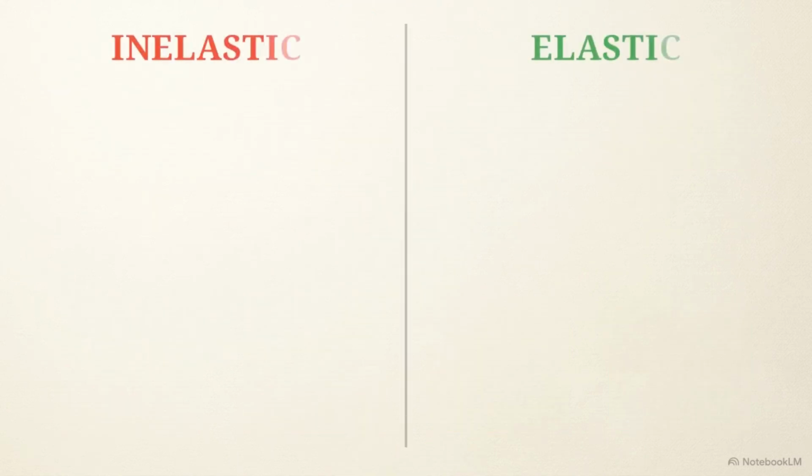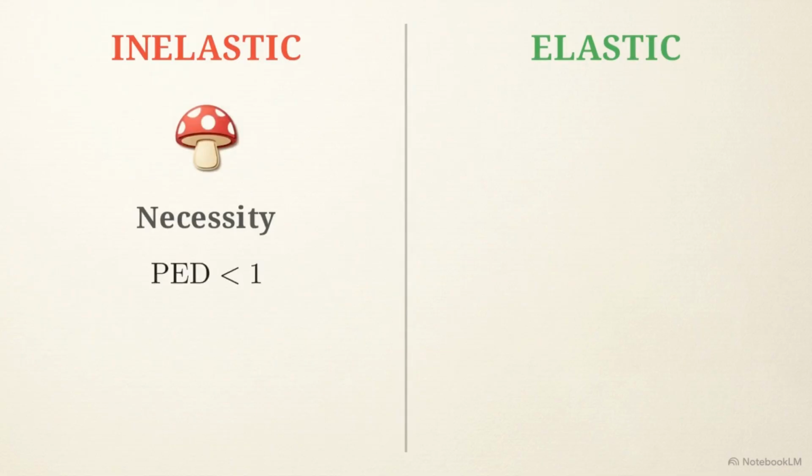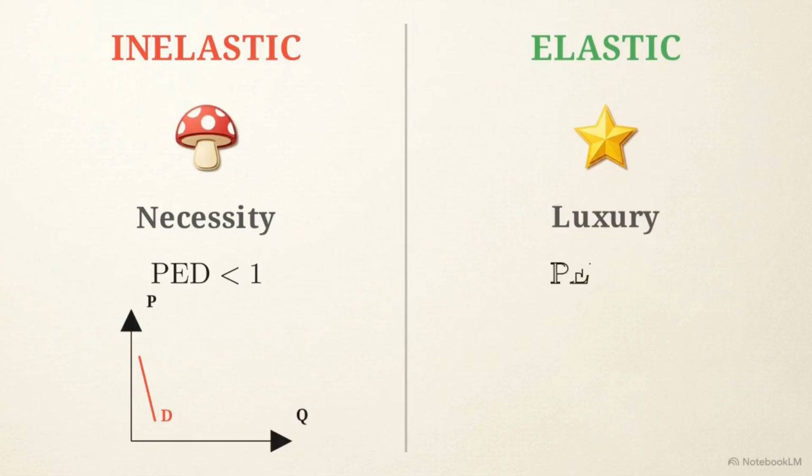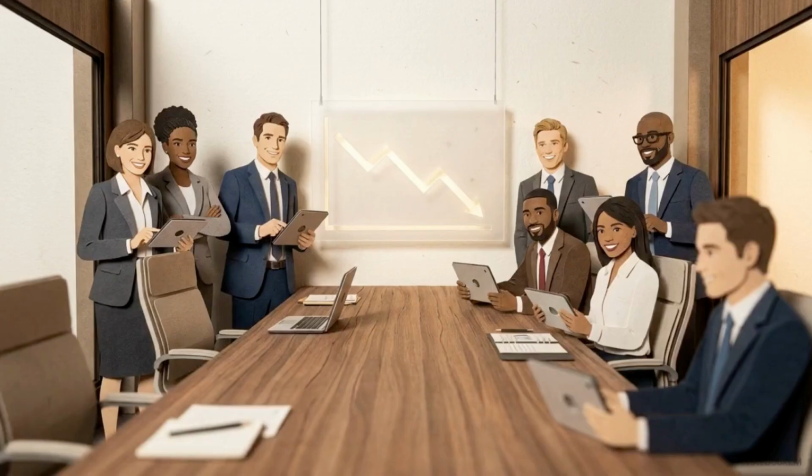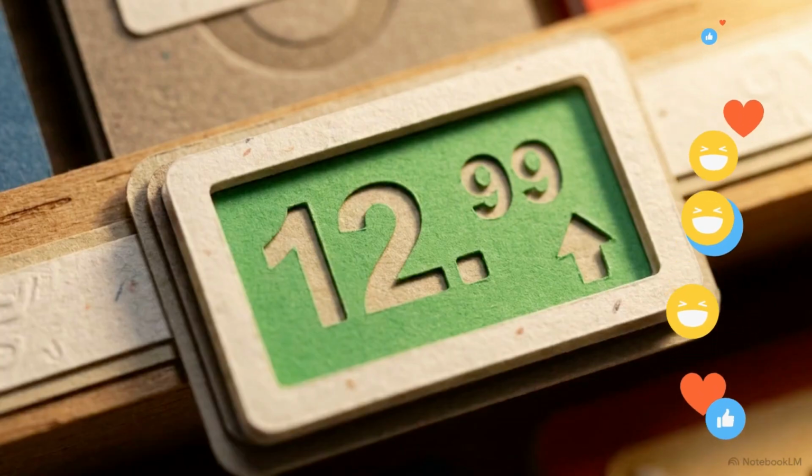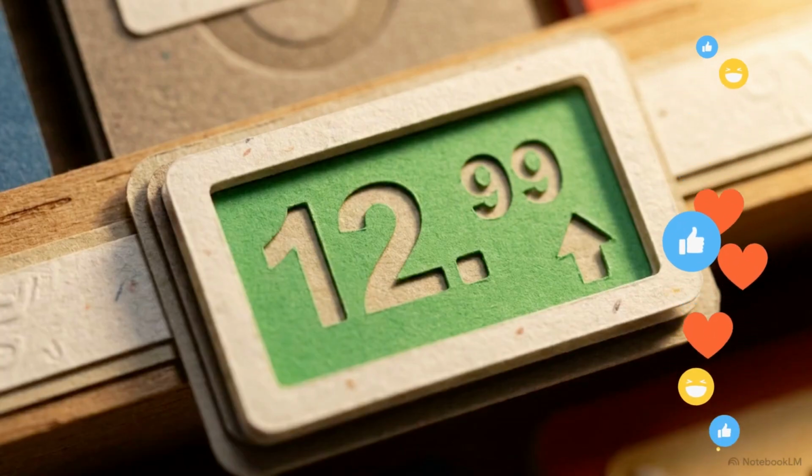Bringing it all together, the super mushroom is a necessity, resulting in a PED of less than 1 and a steep inelastic curve. The superstar is a luxury, yielding a PED greater than 1 and a flat, elastic curve. By mastering the price elasticity of demand, businesses can move past guesswork and mathematically predict how flexible their customers will be every time they adjust a price tag.